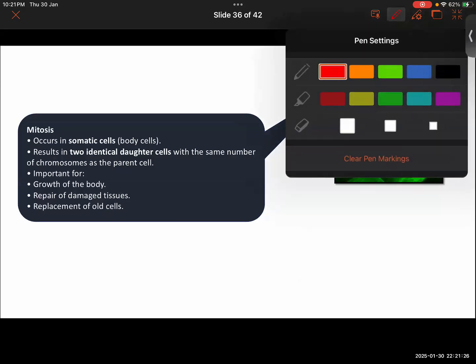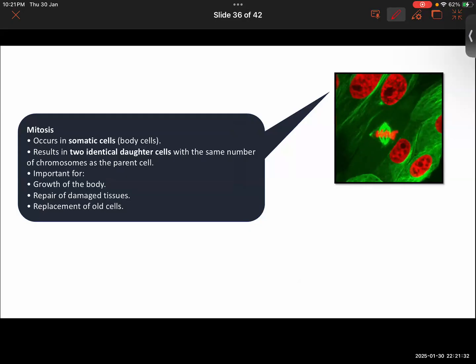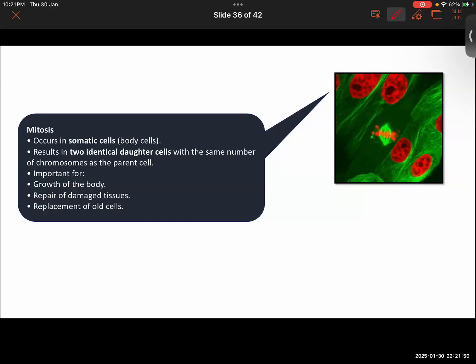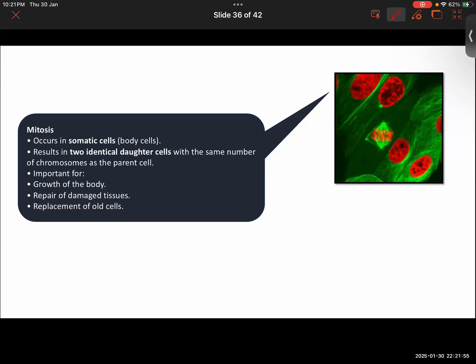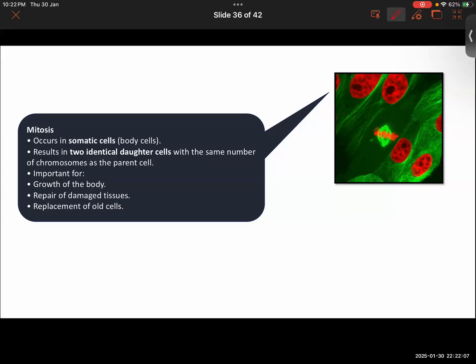Next, you have the mitosis that occurs in the somatic cells. Somatic cells, basically the non-sex cells or the body cells. So in this also, it will result in the production of identical daughter cells, and this one is particularly important for the growth of the body, for the repair of damaged tissues, and replacement of the old cells. As you can see in the given animation, this is a red blood cell, and see how it is splitting up into two parts. So that is all about mitosis and meiosis.